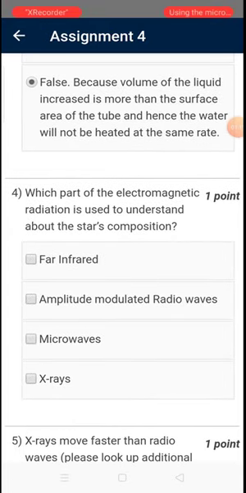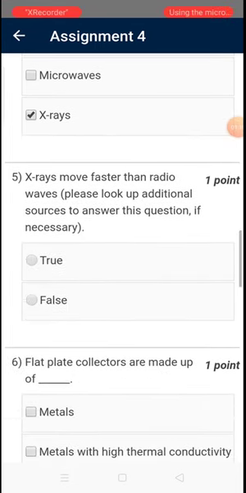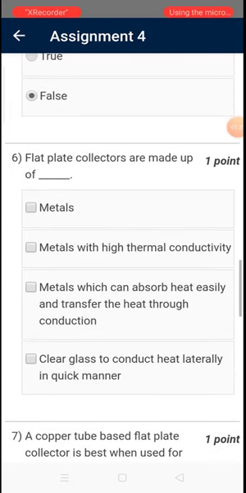Which part of electromagnetic radiation is used to understand the star composition? It is the X-ray. X-rays move faster than the radio waves. Commonly both are electromagnetic waves, and electromagnetic waves travel at the speed of light. So this statement is false.